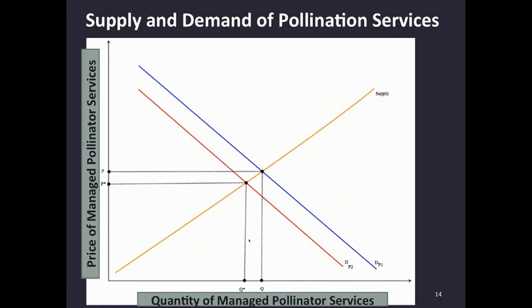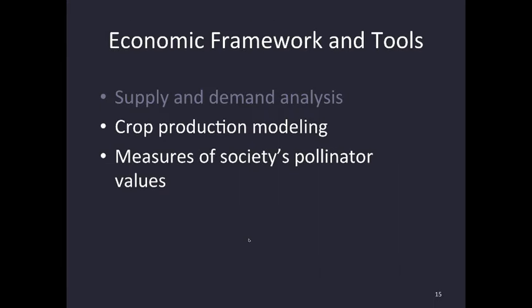Also, some research shows that wild pollinators help to increase the productivity of managed pollinators. So it's important in supply and demand analysis also to understand the ecological interactions between wild and managed pollinators.